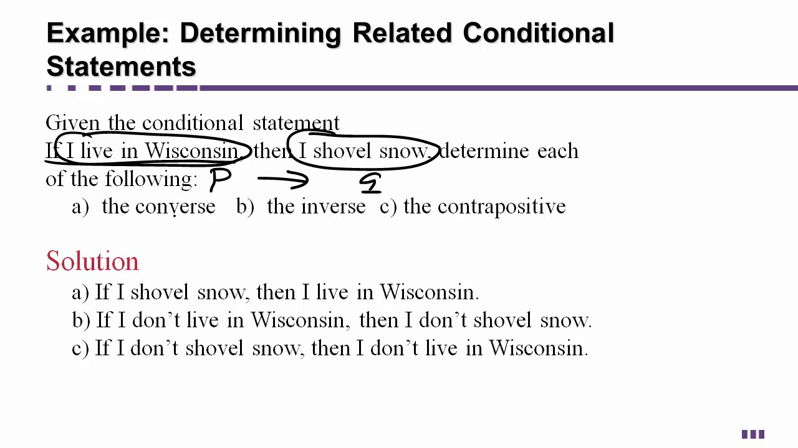The converse, remember, the converse just goes in the other direction. So it's if I shovel snow, then I live in Wisconsin. There's Q implies P. The inverse, remember, is same direction, but everything is opposite. So if I don't live in Wisconsin, then I don't shovel snow. So all we've done is make both of these negations. And then the contrapositive is you negate things and flip the direction. So we want not Q, right? If I don't shovel snow, then not P, then I don't live in Wisconsin.